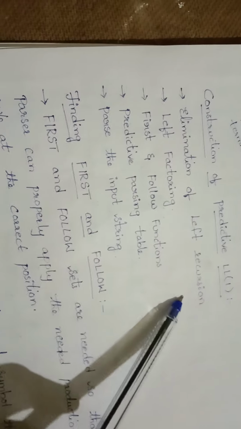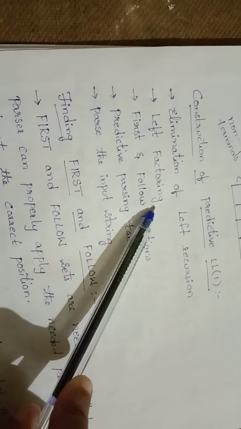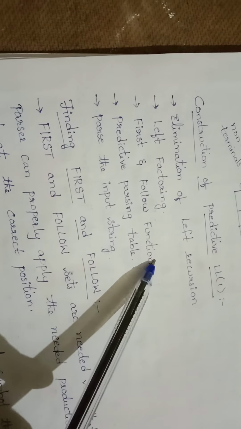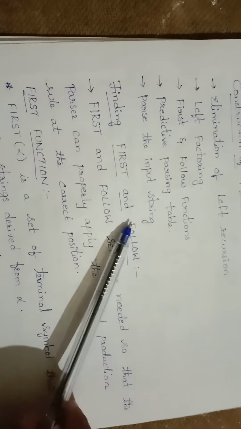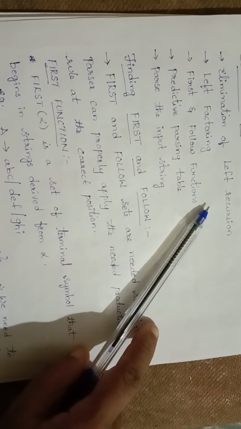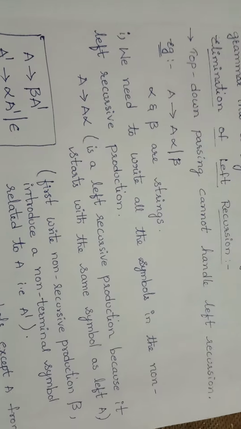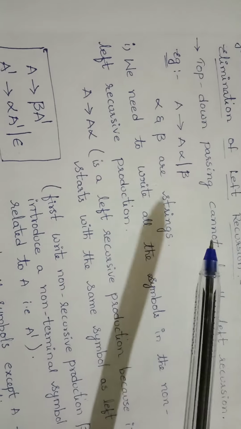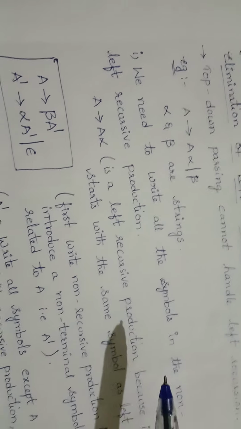Construction of predictive LL1. In order to construct a predictive LL1, we are going to consider the following steps: elimination of left recursion, left factoring, construct first and follow functions, construct predictive parsing table, and parse the input string. So first thing is elimination of left recursion. Elimination of left recursion is nothing but: if both on the left hand side and right hand side we have the same symbol, it is called left recursive. In order to remove the left recursion, we follow these steps.